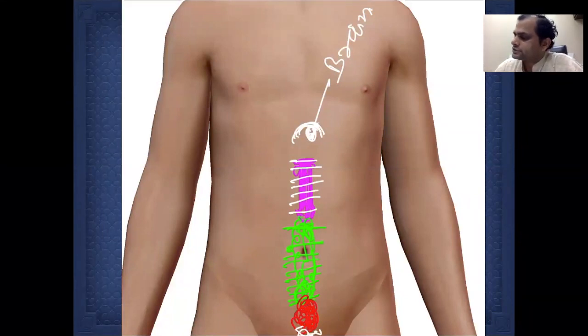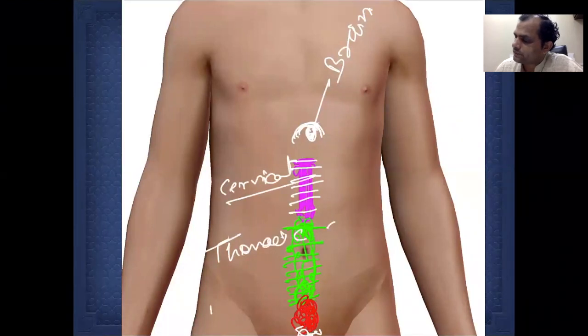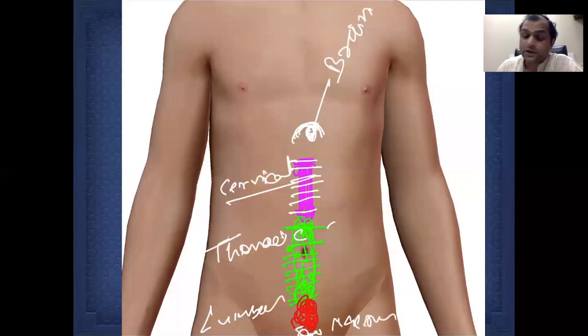So the upper one is the cervical spine, or neck. This is the thoracic spine. This is the lumbar spine, and this is the sacrum. I don't know whether this is becoming complicated or easy, because I am going a little faster because I have to finish the subject today.